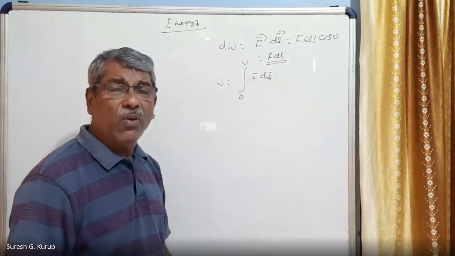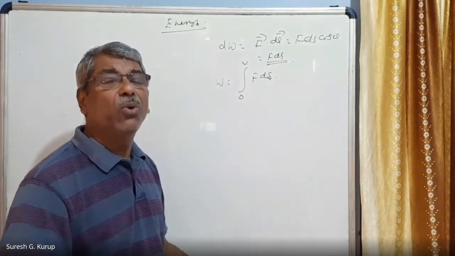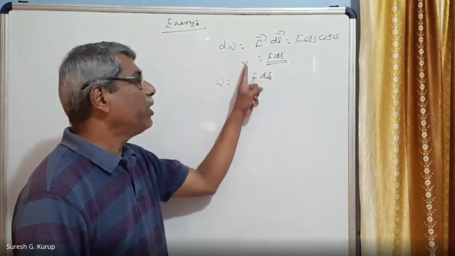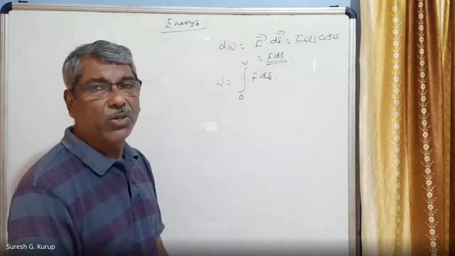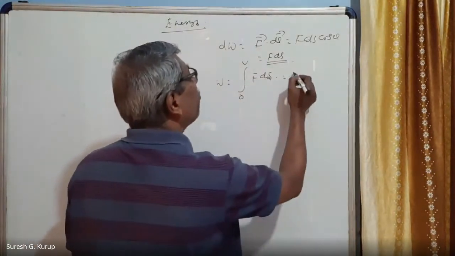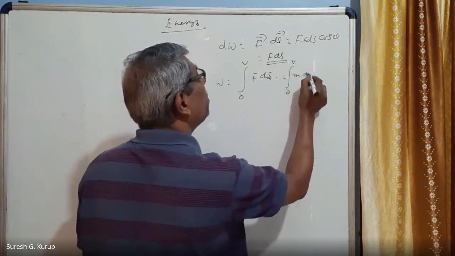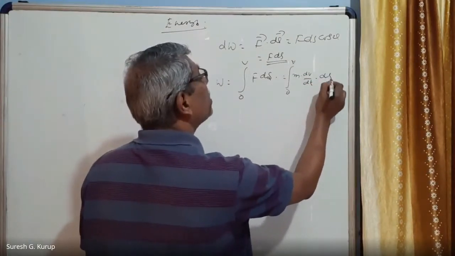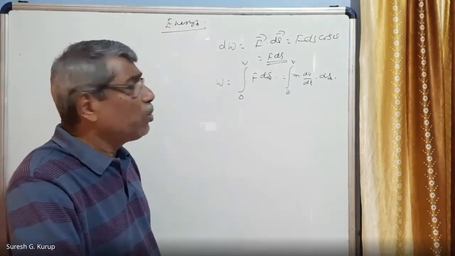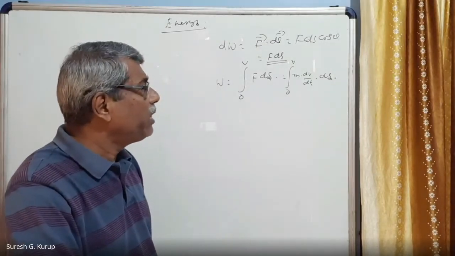For a small value, work done is obtained; for the whole value of displacement, the whole value of work done can be obtained. W = integral from 0 to v of F ds. Am I correct? Now, F is equal to m dv/dt, so W = m times the definite integral from 0 to v of (dv/dt) ds.